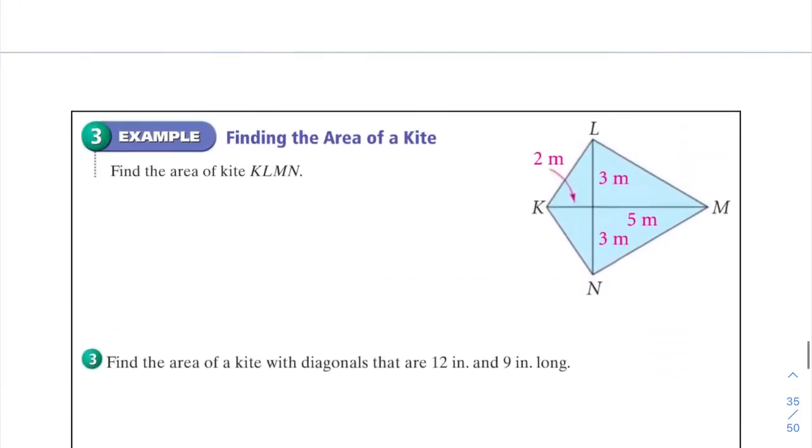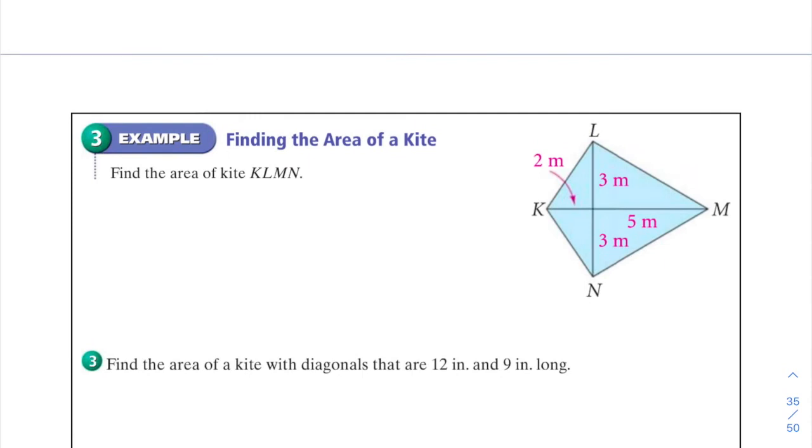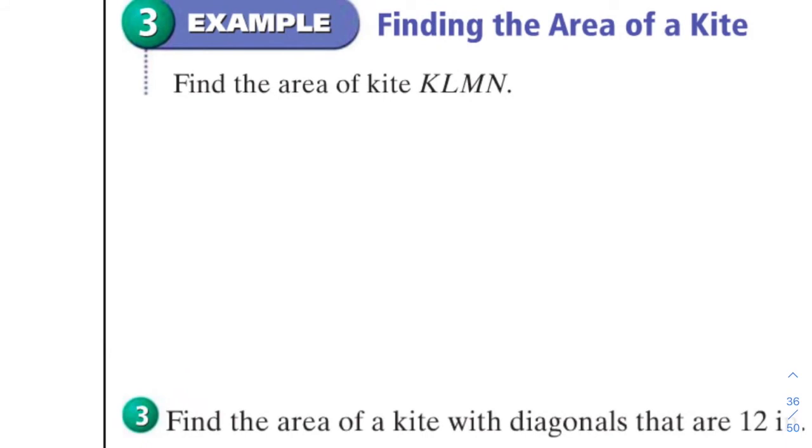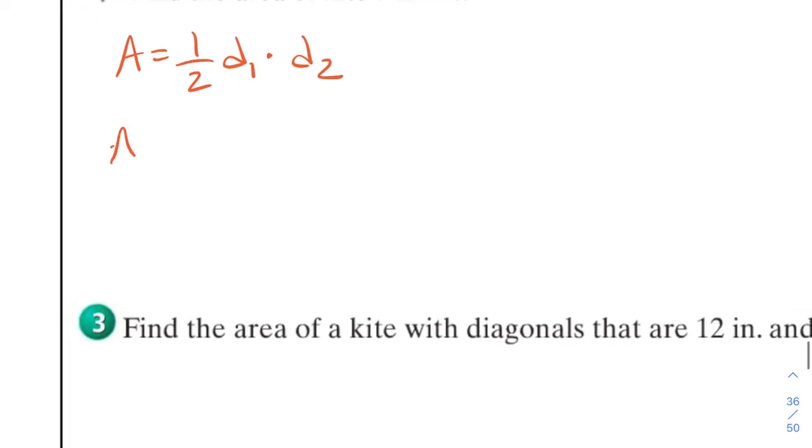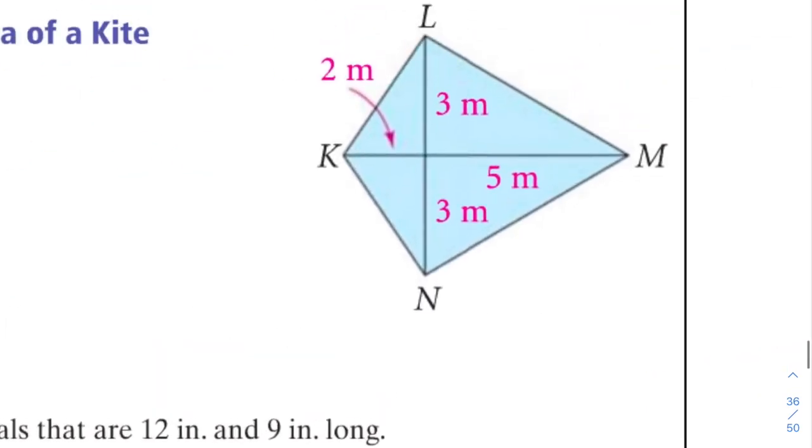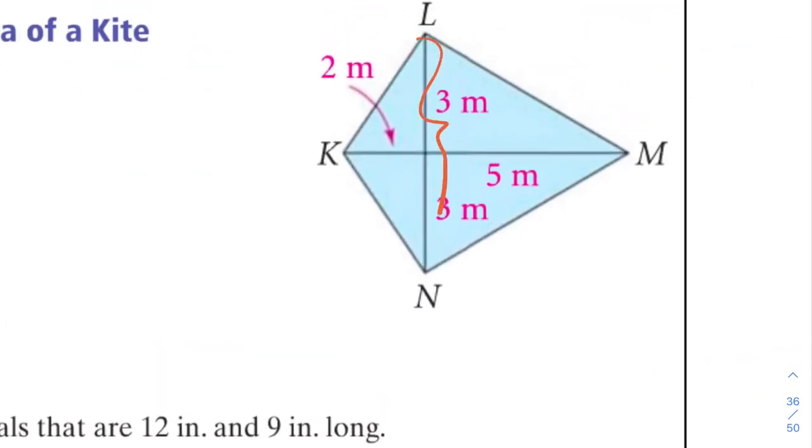And so now we're going on to what I consider a little bit easier problems here. The area of a kite. Remember, area of a kite is 1/2 diagonal 1 times diagonal 2. So area is going to be 1/2 diagonal 1. Let's call that 6. Diagonal 2, let's call that 7. Because take a look, 3 plus 3 is 6, and 2 plus 5 is 7.